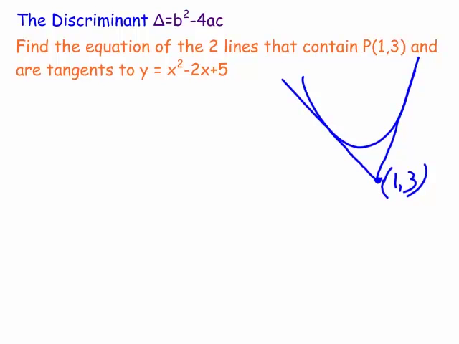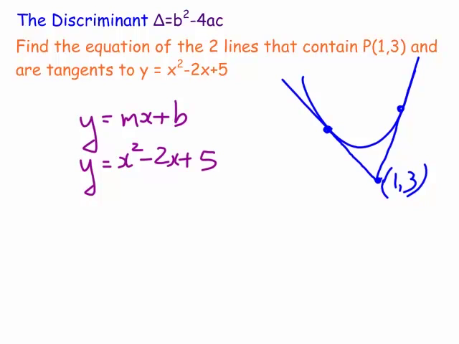Now, at this stage we're not asked to find the points of intersection, we're just asked to find the equations of these two lines. How are we going to do this? Well, the first thing is we're going to have a look at what's the general equation of a line. Well, we know y equals, say, mx plus b, and we also know that y is equal to x squared minus 2x plus 5. So this hopefully would suggest that we reform a new equation, that mx plus b is equal to x squared minus 2x plus 5.